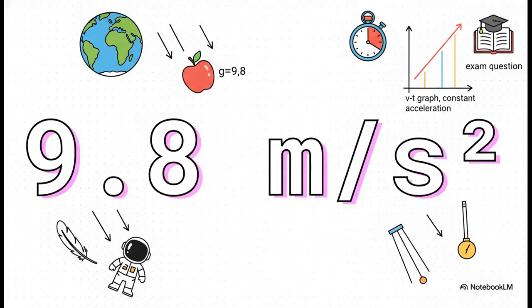Now, speaking of acceleration, there's one special number you just need to know. It's the acceleration caused by gravity. Here on Earth, if you ignore things like air resistance, any object that's falling freely will accelerate downwards at about 9.8 meters per second squared. This is a constant that pops up all the time in exam questions.